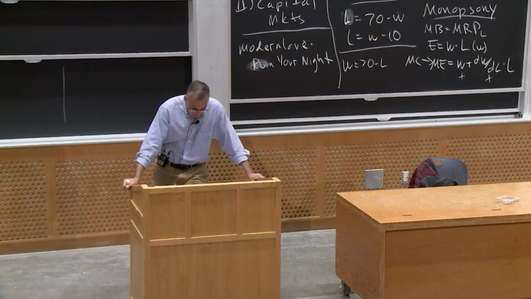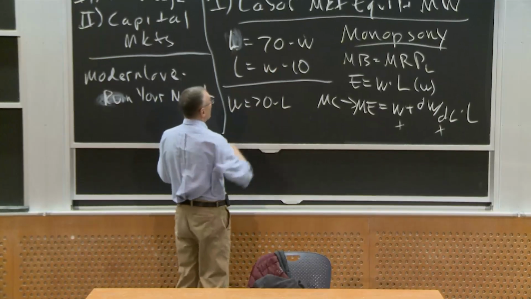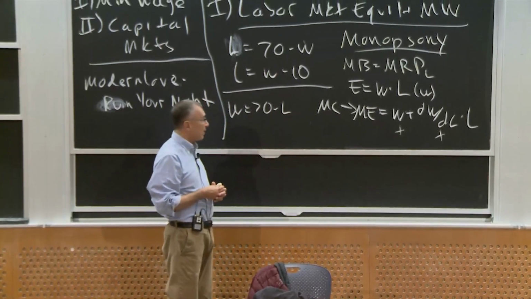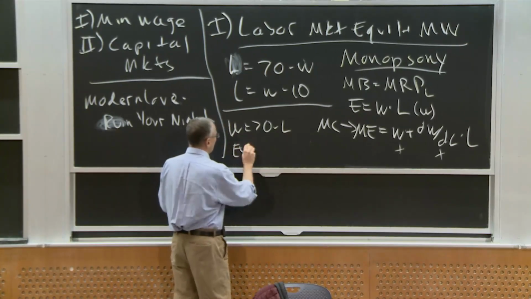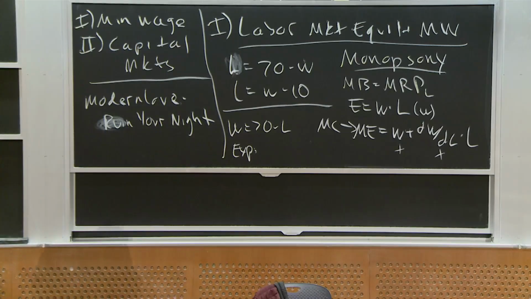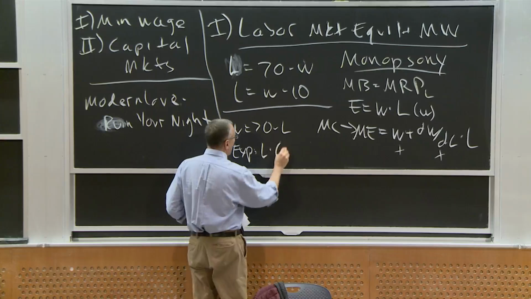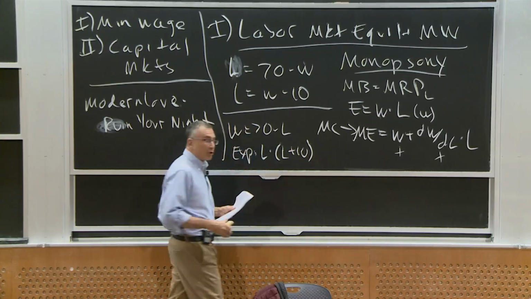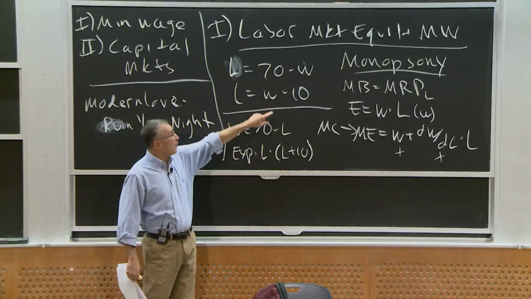Well, if you look at the supply curve, it was W equals L plus 10, right? So we can now say the firm's labor expenditure function is L times (L plus 10). That's its labor expenditures, right? Stare at that for a minute. The number of workers times the wage. The wage comes from this equation.